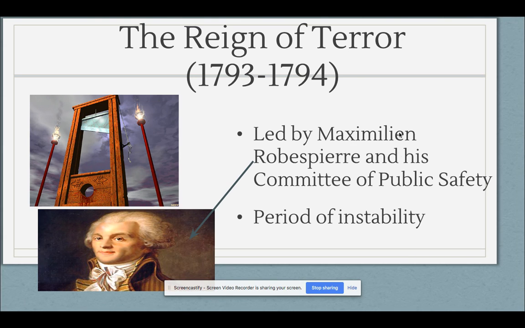What they would do is they would kill anyone that would go against the French Revolution, anyone that would go against the constitutional monarchy. If you supported the king, you'd be killed. In fact, King Louis and Marie Antoinette were both given the guillotine, right?